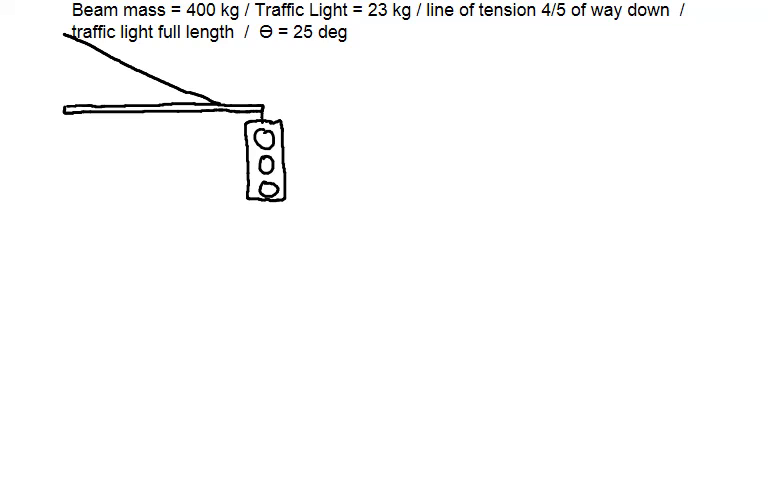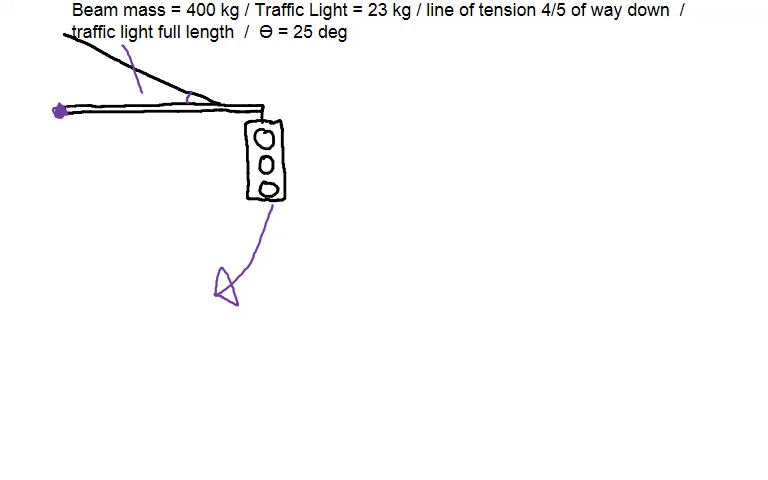Line of tension is 4/5 of the way down for the cable here, and we know that this angle right here is 25 degrees, and we want to figure out what's going on. So this is similar in the fact that this is free to rotate, we'll say, this spot here. And if this tension line is cut, this is going to rotate down. And in this case, the right tension is not all the way at the end. We have the traffic light all the way at the end.